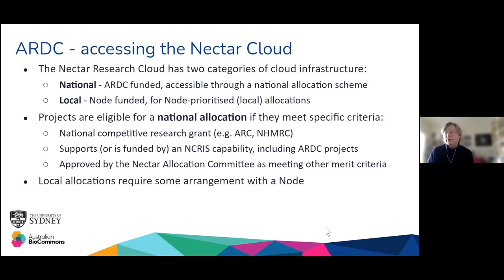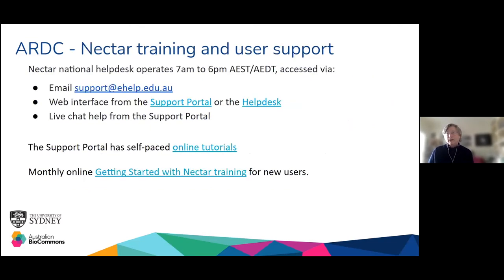So you're eligible for a national allocation if you meet particular criteria, and that's mainly if you have a national competitive research grant, or you're part of an increased capability, including ARDC funded projects, as ARDC is an increased capability. There are some other criteria that you may be able to meet as well. It's up to the allocation committee to look at those ones that are a bit grayer, but that's a smaller amount of resource that's allocated. So yeah, national allocations, if you have a research grant, essentially. Local allocations, you'll need to negotiate with a particular node. Next slide.